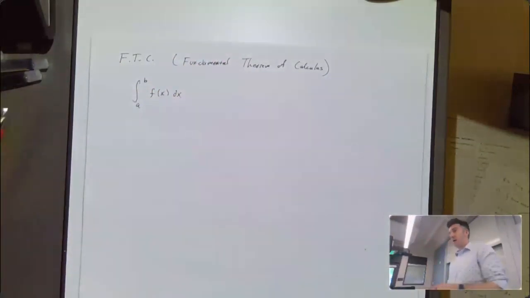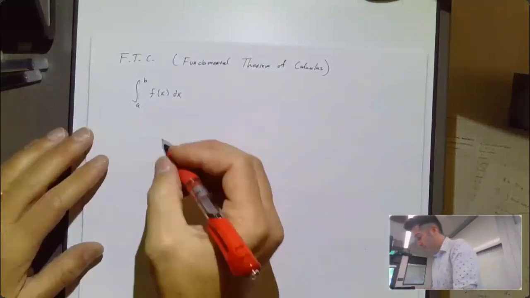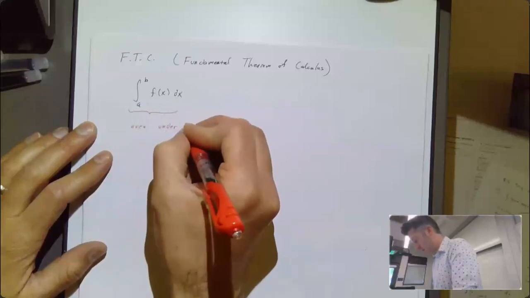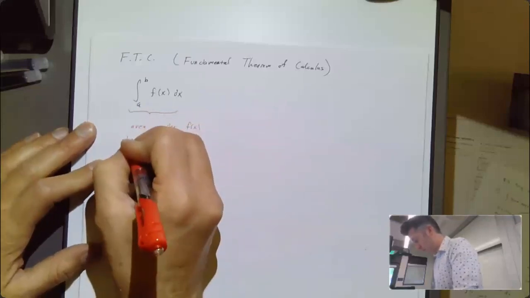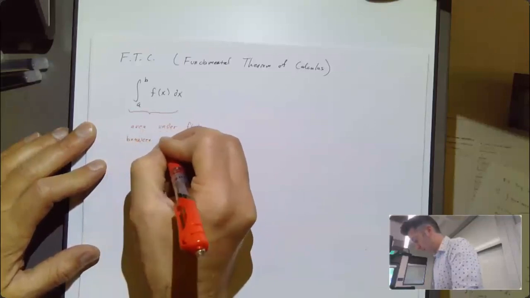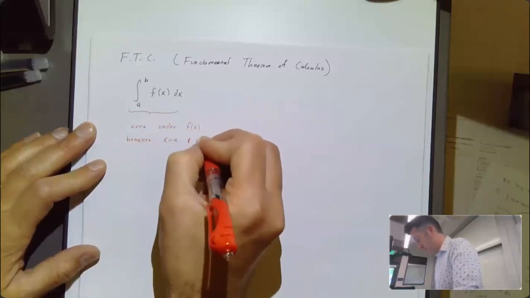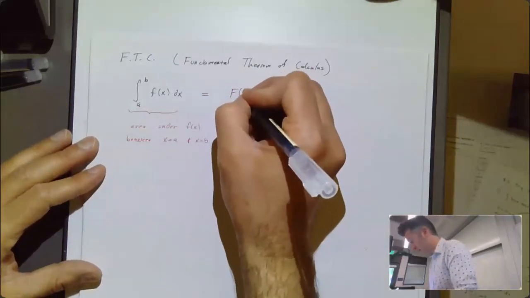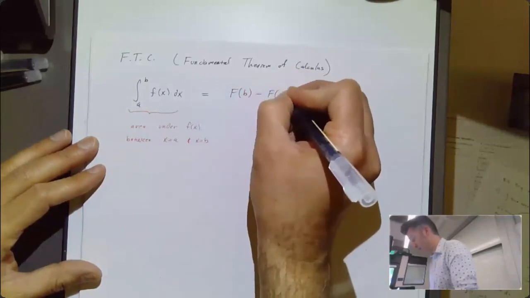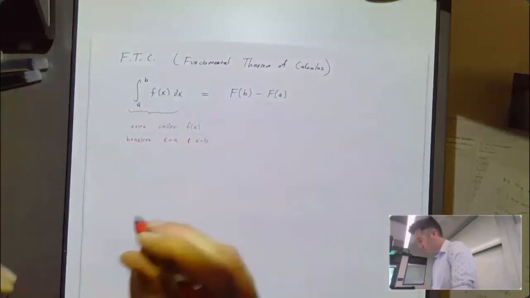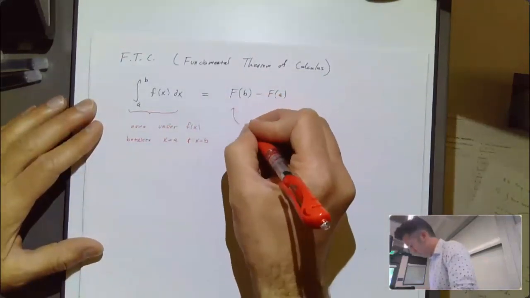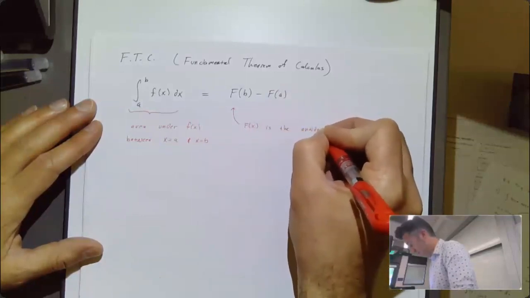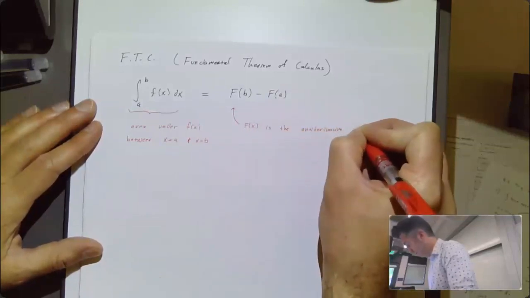And again, the way you should think about this for now is that's the area under the function f of x between x equals a and x equals b. That is equal to capital F of b minus capital F of a, where capital F of x is the antiderivative of little f of x.